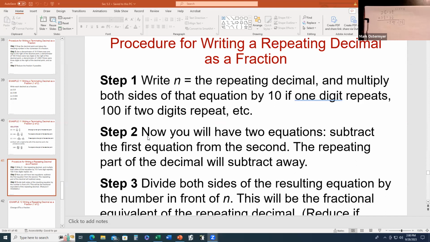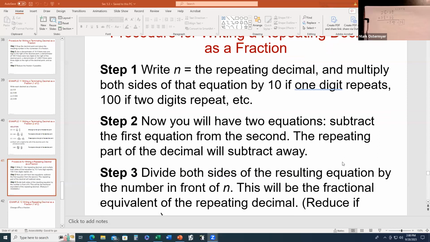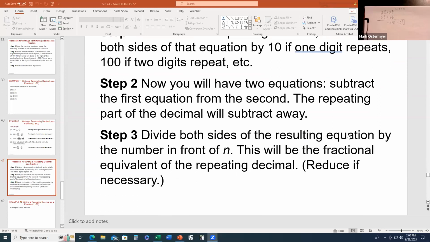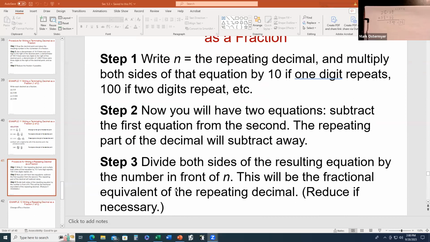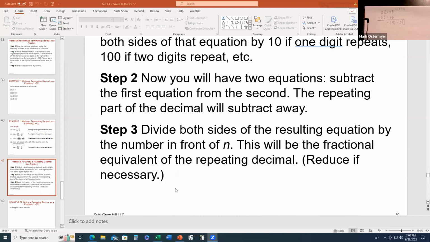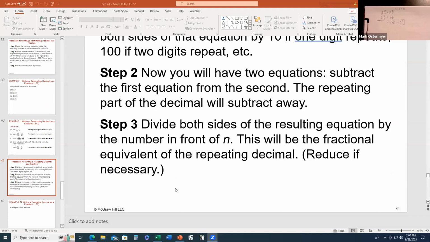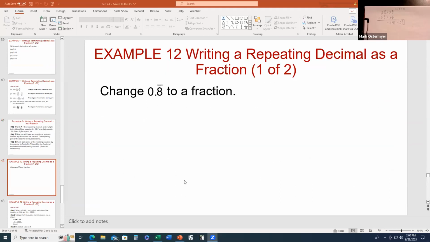Step 2, now you will have 2 equations. Subtract the first equation from the second equation. The repeating part of the decimal will subtract away. Divide both sides of the resulting equation by the number in front of n. This will be the fractional equivalent to the repeating decimal. Reduce if necessary. All right. I see it. I read it. But do I really understand it? Well, examples are the only way to breathe life into that.